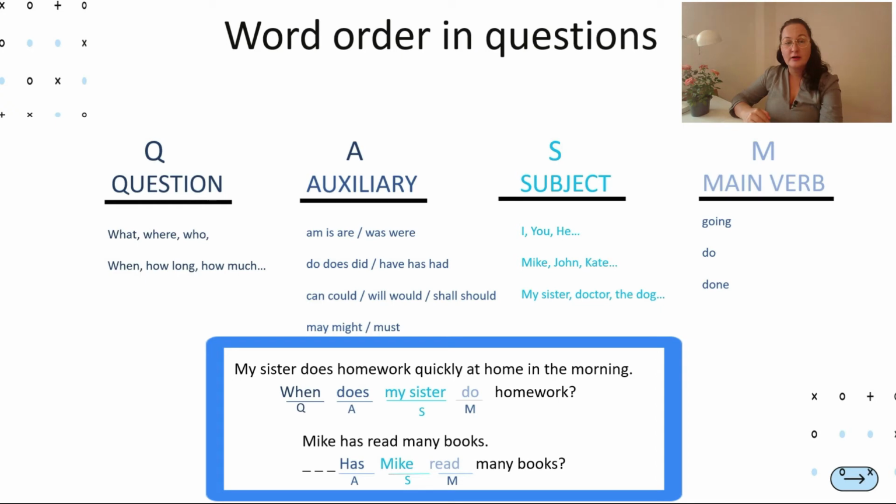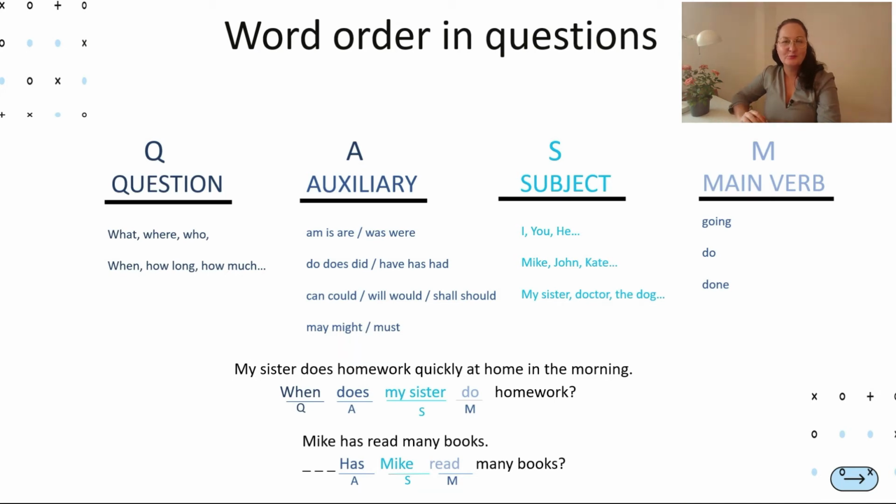And then we have "Mike has read many books," and you can see that if we want to ask about that very fact, we don't need any question word here, and that's why we start right away with the auxiliary. So, "Has Mike read many books?" "Has" is an auxiliary, "Mike" is a subject, and "read" is a main verb.